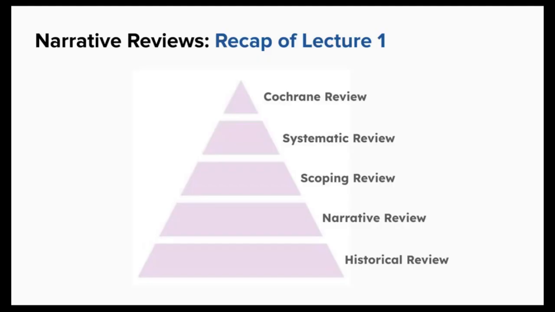At this point, you're probably very sick of seeing this pyramid, although hopefully you have it memorized as well, or have a good sense of really the meaning behind it. And of course, at the top of the pyramid, we have the Cochrane and the systematic reviews, which are very strict recipes the researcher needs to follow in order to conduct these reviews in a proper manner. As we go down the pyramid, we find the scoping review and the narrative review.